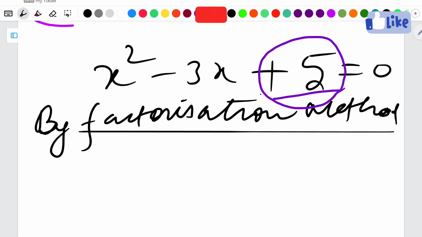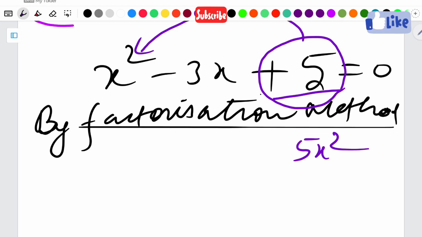So how can you find out this value? See, this is 5x square. Now you need to think about 5. What are the possible ways of getting 5? 5 ones are 5. Just only one possible way. Is there any other possible way? No.